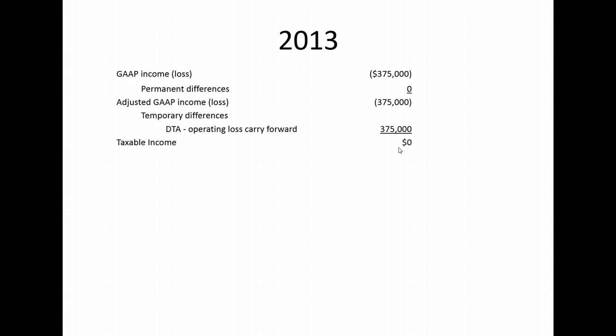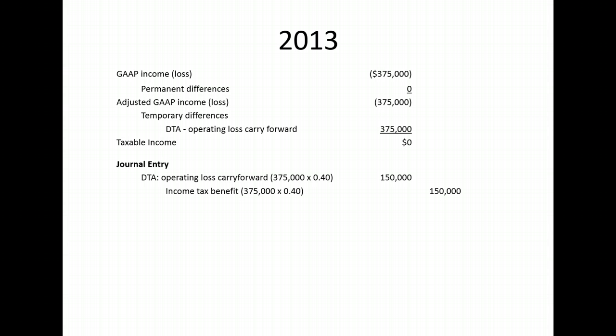So let's take a look and see what happens with the journal entry. The journal entry is a little bit odd in that we definitely have a debit to a deferred tax asset here for the operating loss carry forward, $375,000 times 40%. So the income tax benefit of having a $375,000 loss is $150,000 of future tax benefit that we'll get. And I indicated that the adjusted GAAP income or loss is going to still be used as a basis for determining our income tax expense.